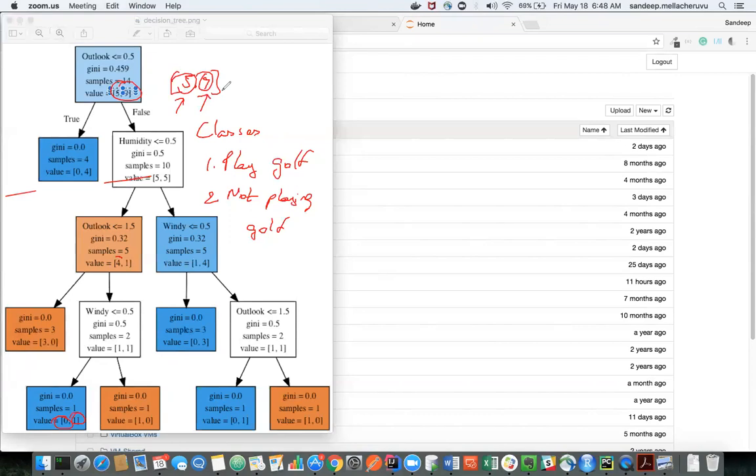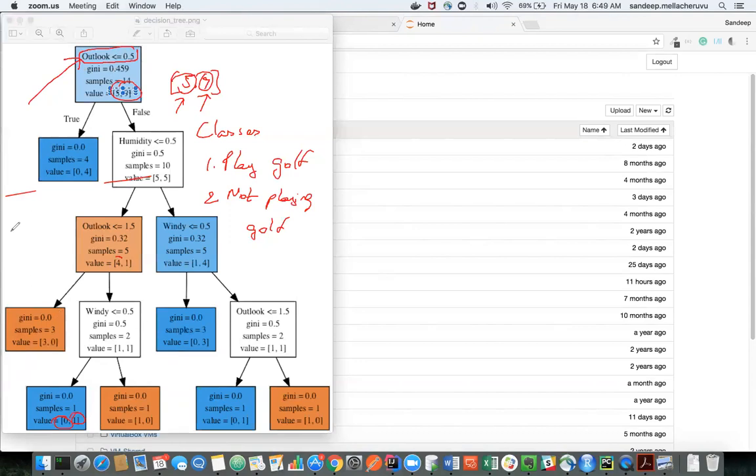Now I'm splitting my data using some field, some feature or a variable. The variable is called outlook. Now I'm saying anyone having an outlook less than 0.5, I am going to split the data. So this is my condition. Is my outlook less than 0.5? We'll get to the details of what it means by outlook less than 0.5, because actually outlook is not like this.